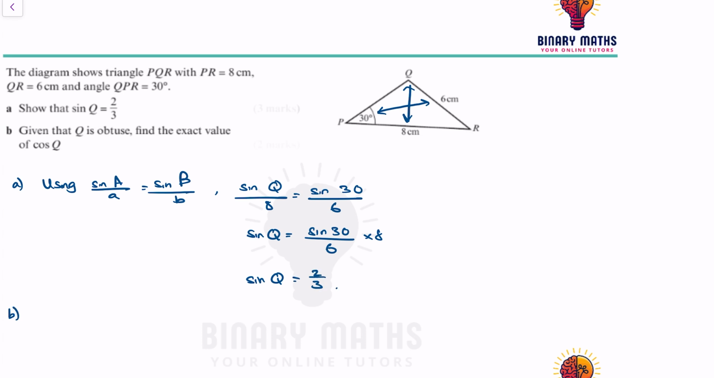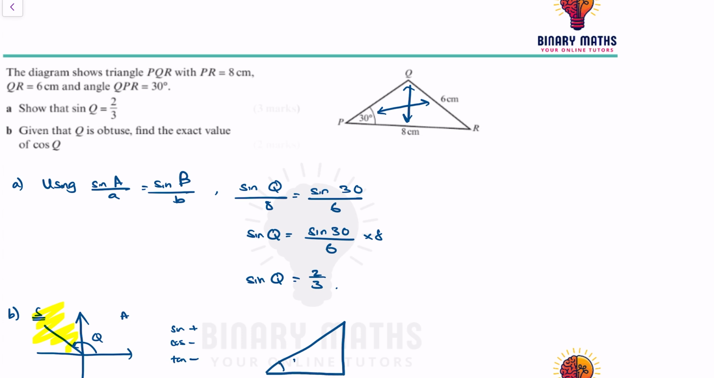Part B, given that Q is obtuse. So if Q is obtuse, it means it's in the second quadrant. So this is Q, or as ASTC. So we're looking at S, which means in that quadrant, sine is positive, cosine is negative, and tan is negative. So we've got Q.